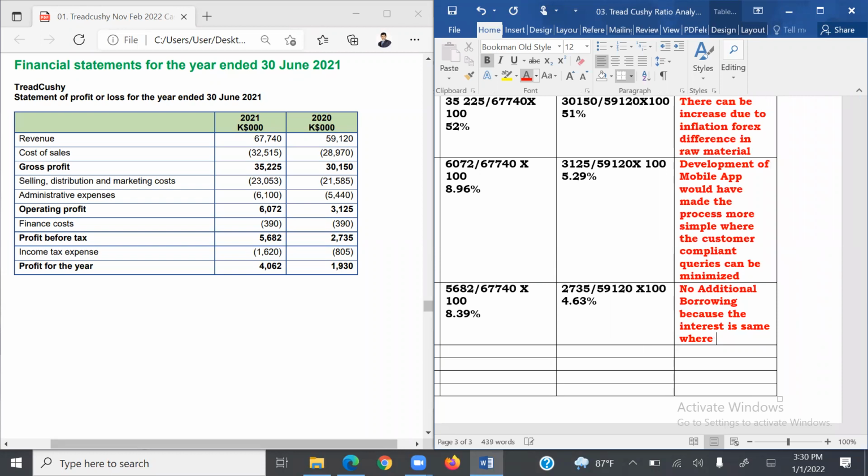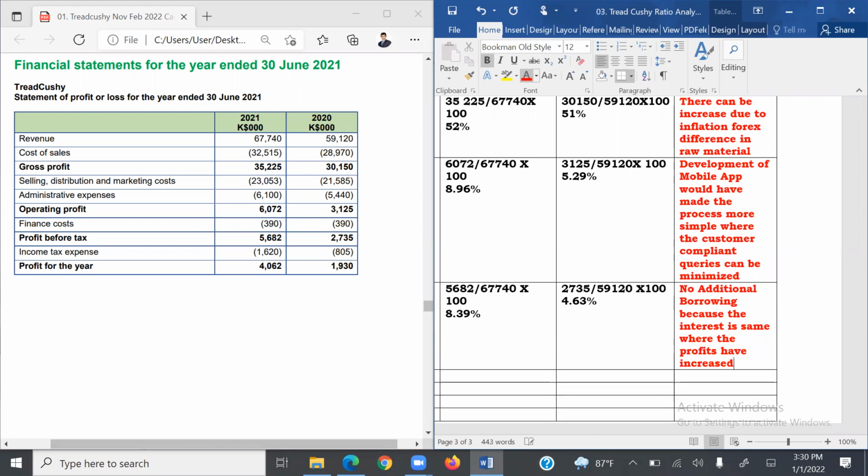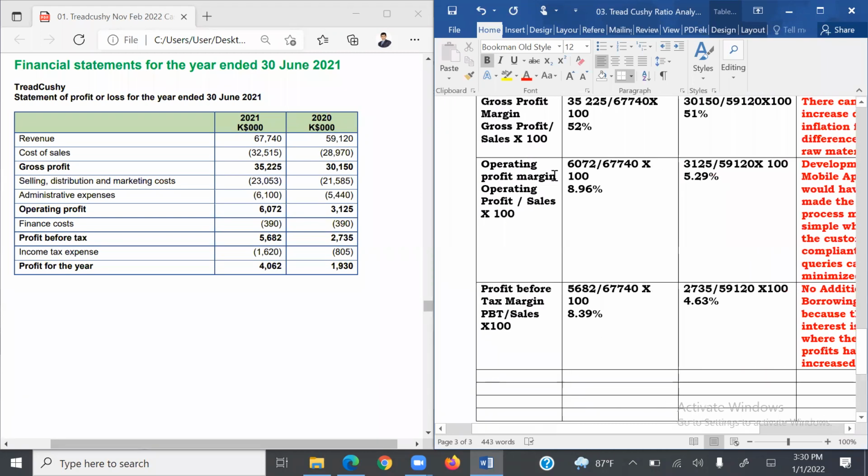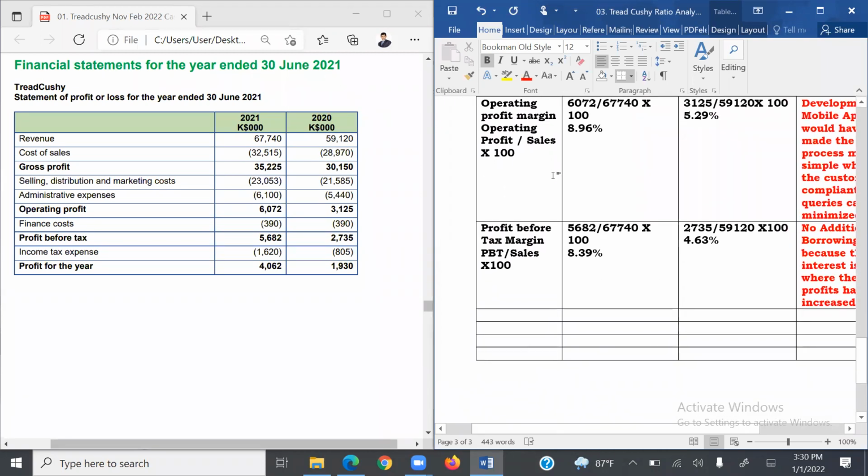Where the profits have increased, students? The profits have increased. Students, are you getting the application of this properly? From 8.39 to 4.63, do you get the application there, students? Get that understanding very properly, because that is very important here.